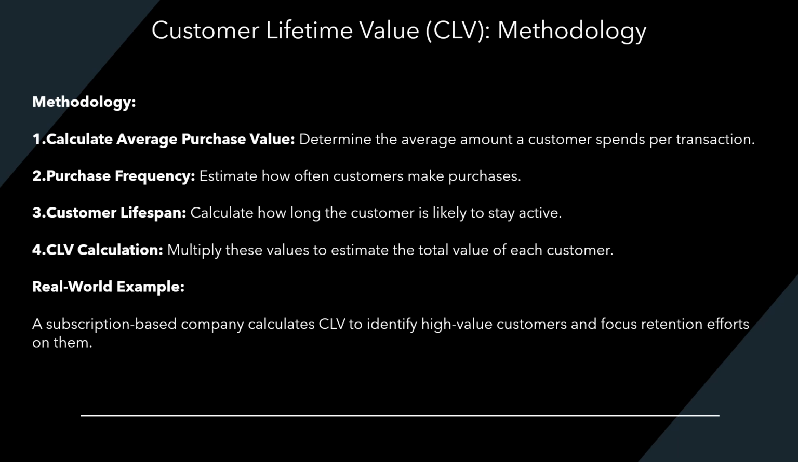The process of calculating CLV involves methodologies like calculating average purchase value, purchase frequency, customer lifespan, and the CLV calculation. So, here CLV starts by determining the average purchase value. This is the average amount a customer spends per transaction. Next, you need to estimate the purchase frequency, how often the customer makes purchases over a specific period. The third step is calculating the customer lifespan, or how long the customer is expected to remain active. Finally, these values are multiplied together to estimate the customer's lifetime value.